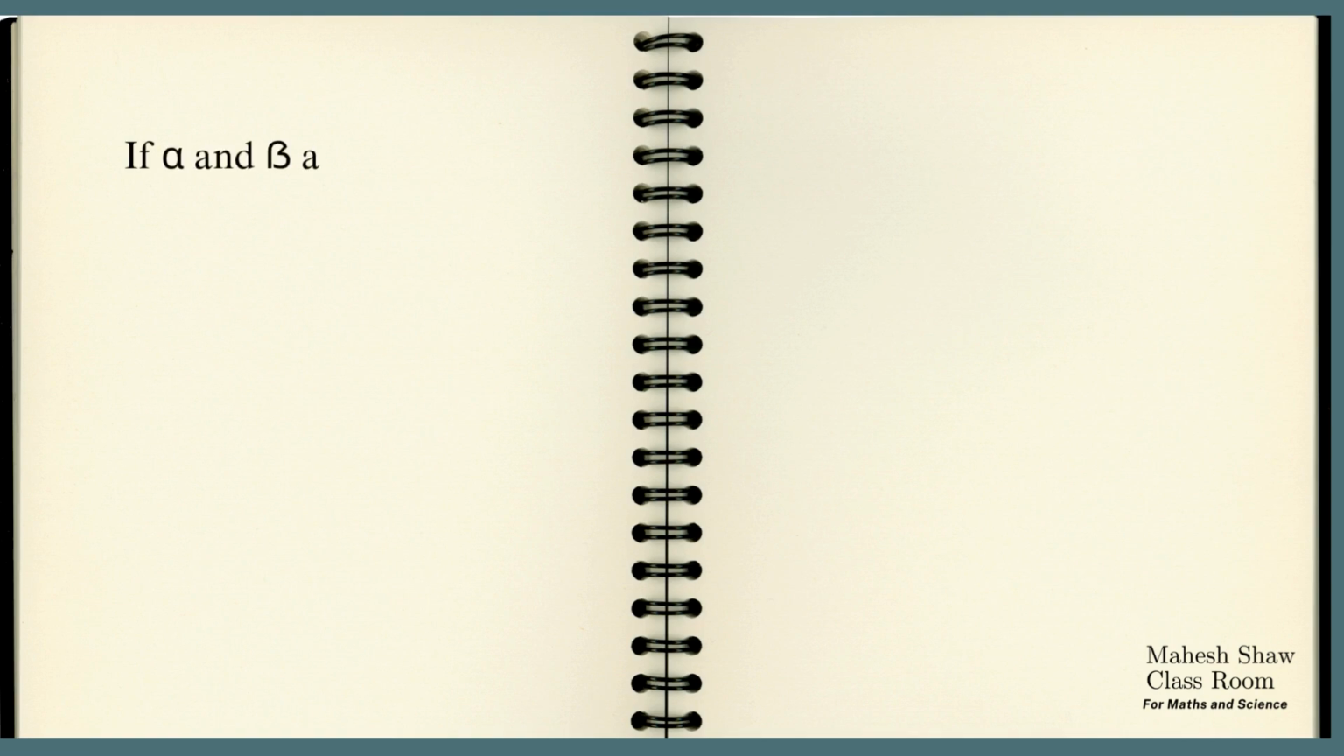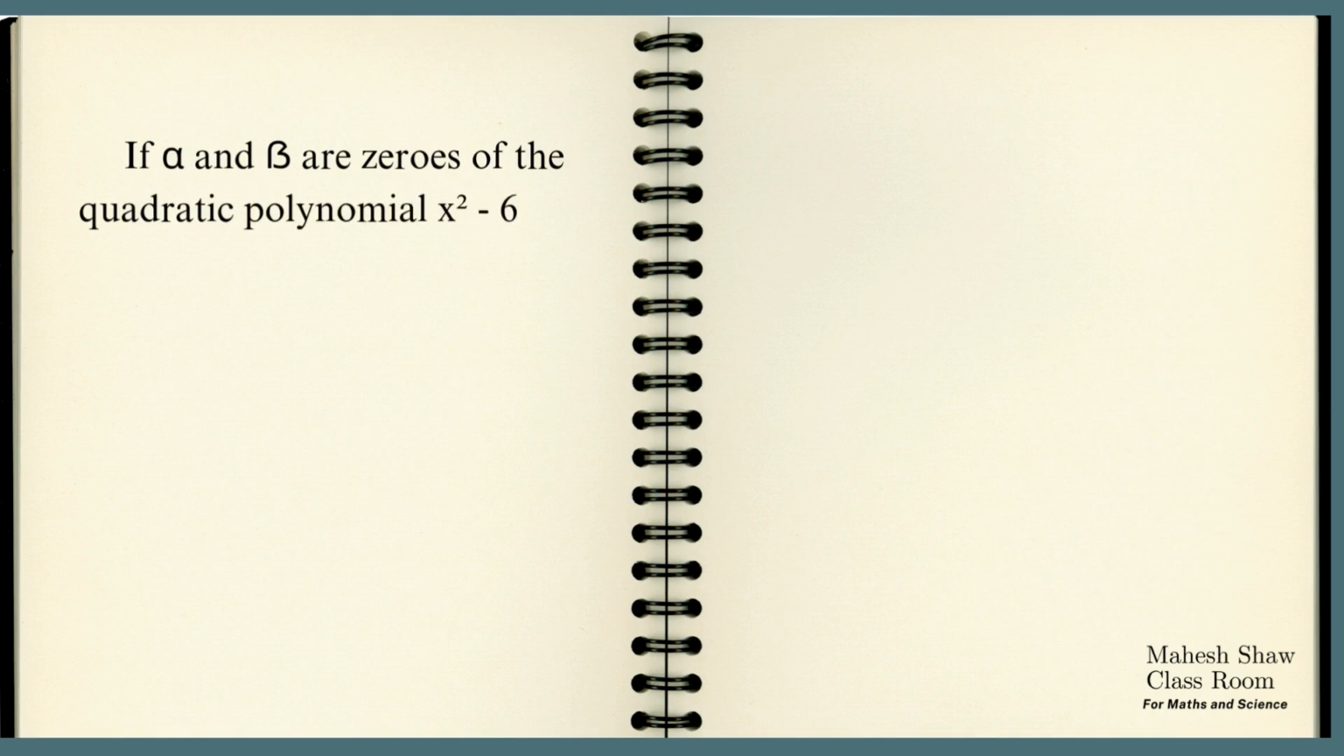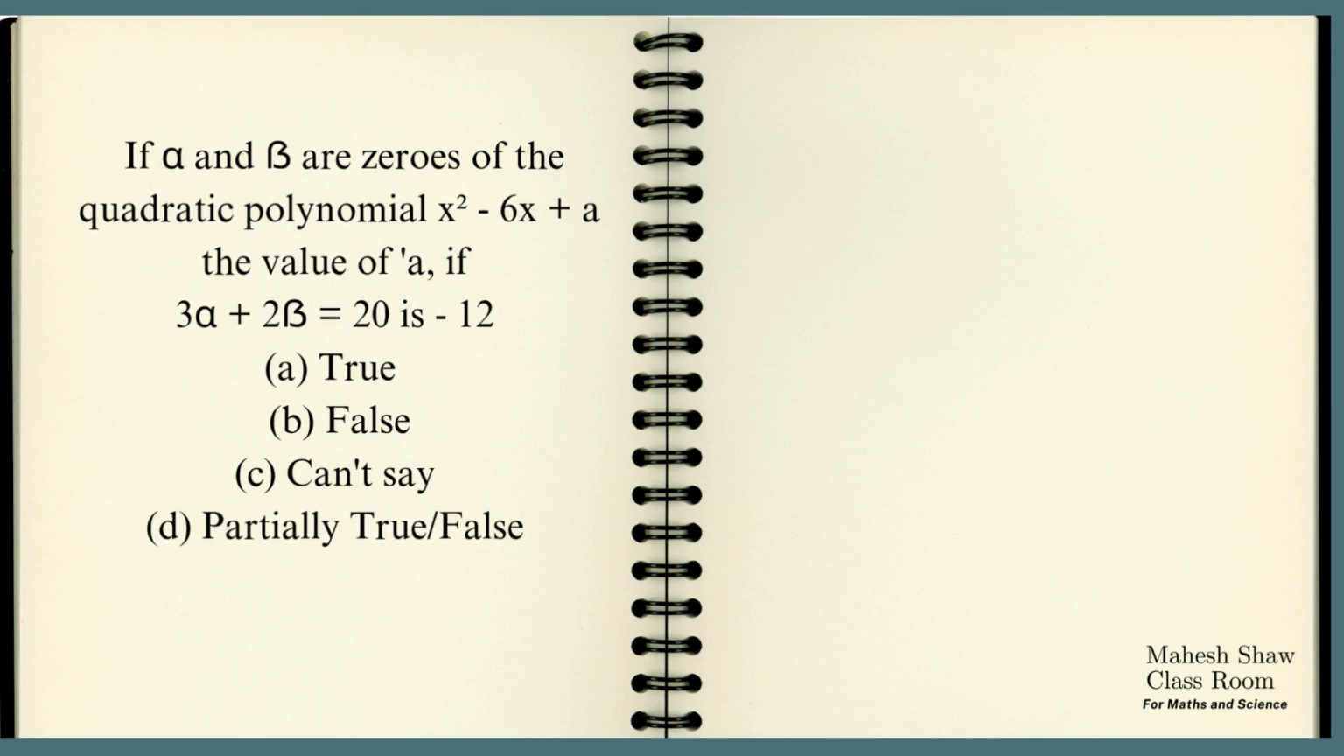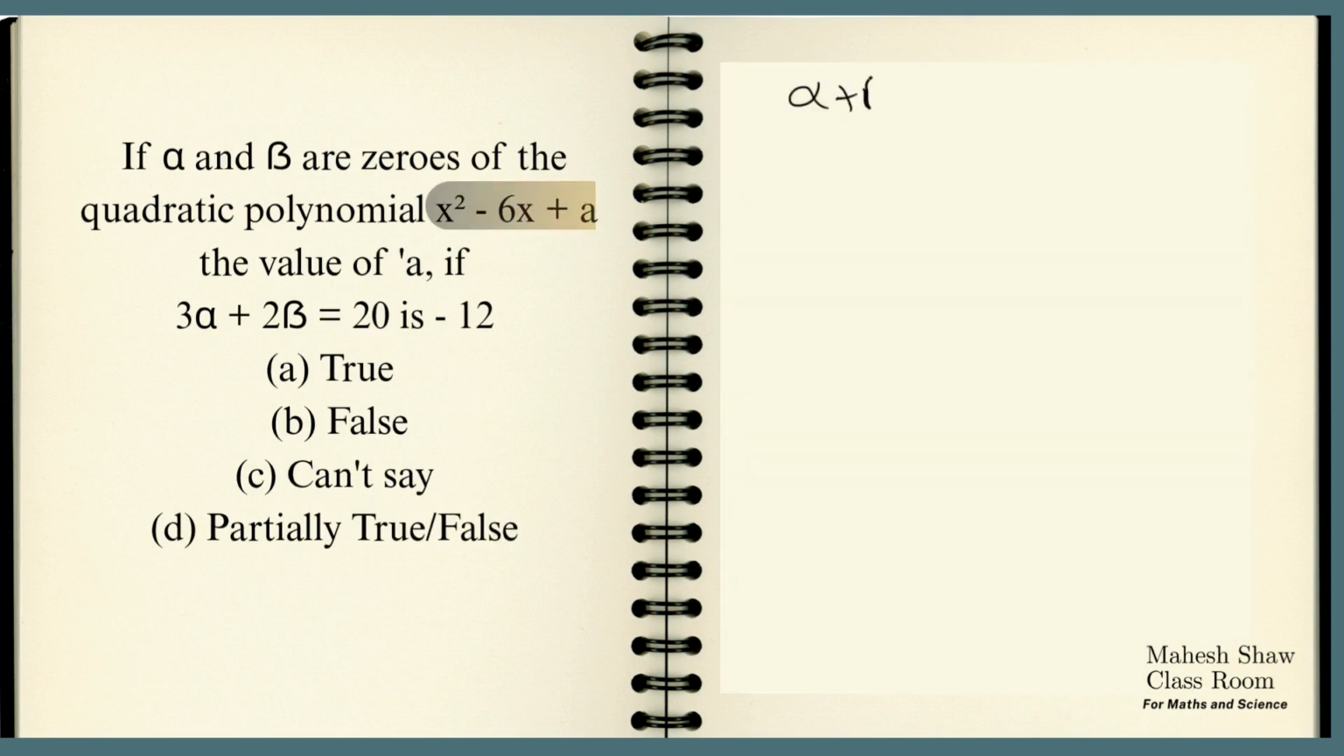If alpha and beta are the zeros of the quadratic polynomial x square minus 6x plus a, then the value of a if 3 alpha plus 2 beta equals 20 is minus 12. Is A true, B false, C can't say, D partially true or false. Now first thing that we can do is to obtain the sum of the zeros, which is minus b by a. So minus of minus 6 is 6.